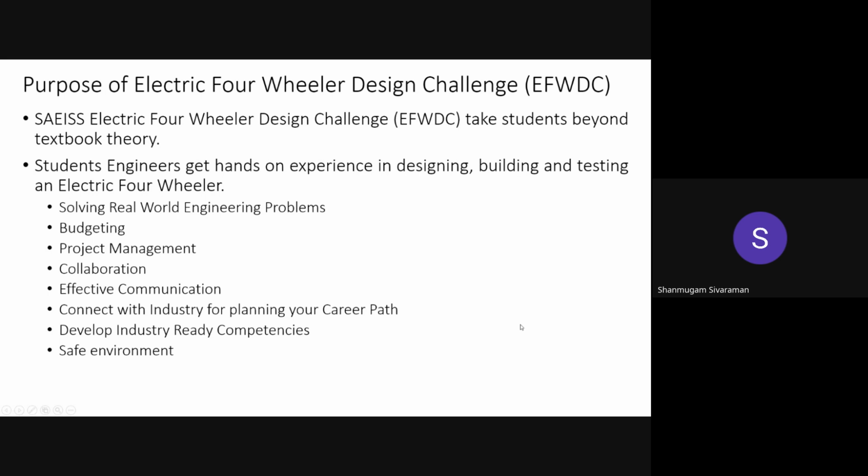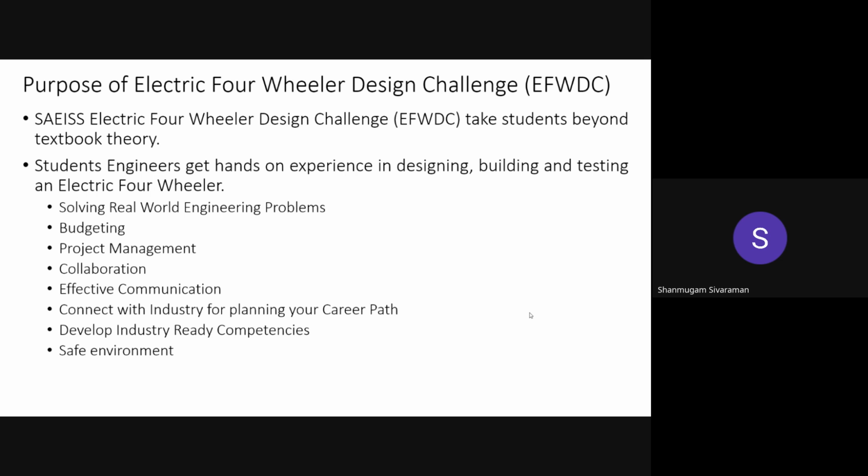The purpose of the electric four-wheeler design challenge. So we are discussing solving real-world engineering problems. If a part is going to fail, it can fail in any one of six ways. Basically, we call it a component level or part level failure mechanism. The failure mechanism could be elastic or plastic deformation, fracture or rupture, fatigue, creep, wear, and corrosion.